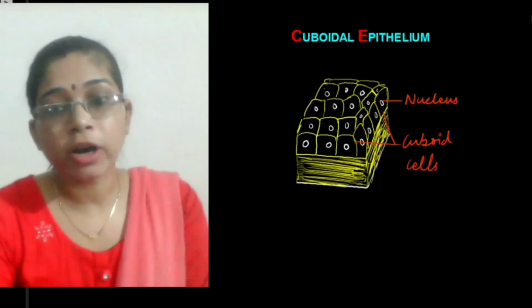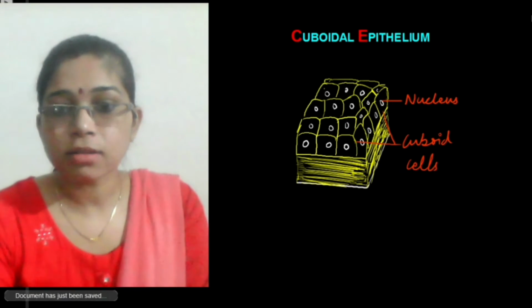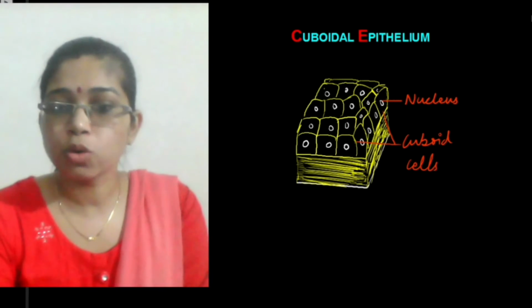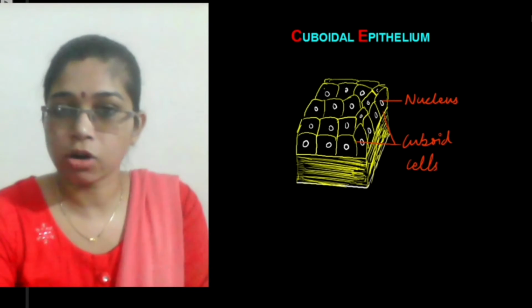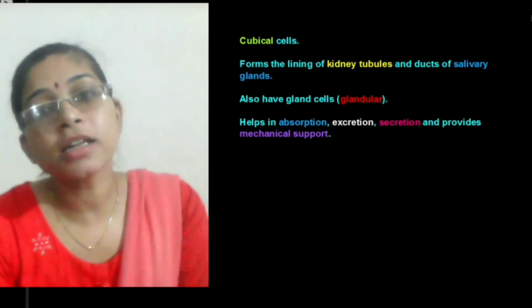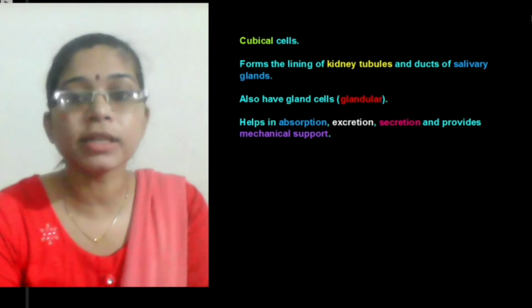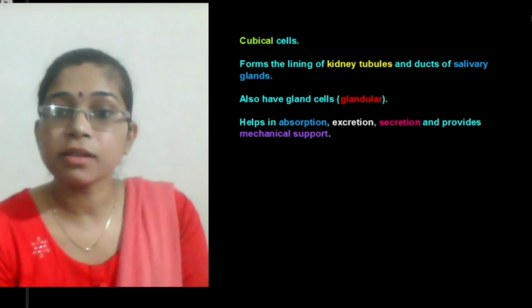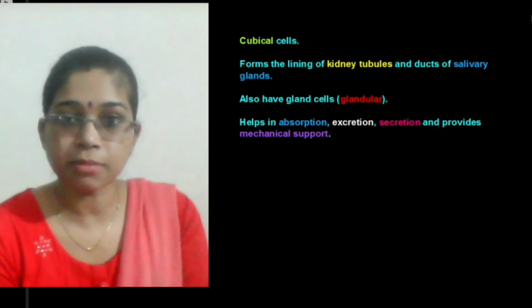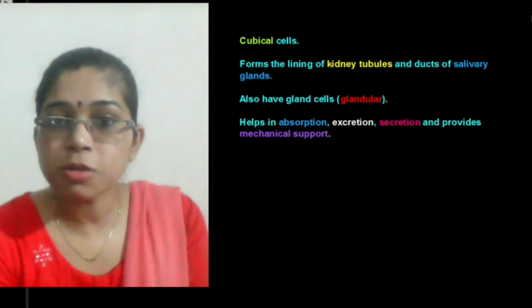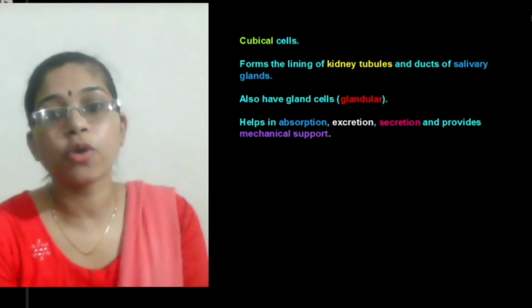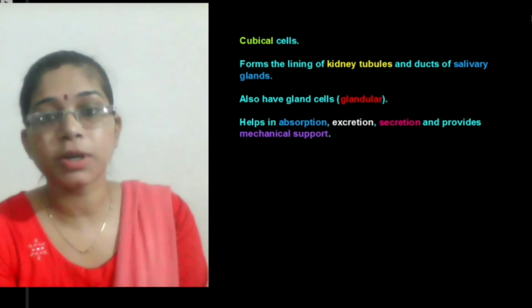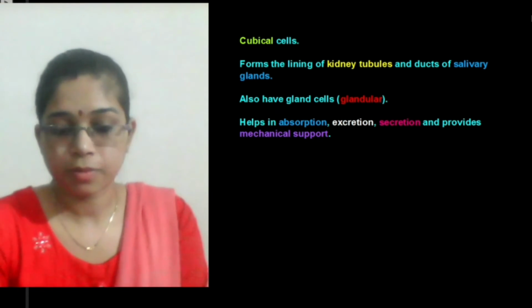Then the next one is cuboidal epithelium. As the name indicates, the cells are of cuboid shape. Now it also has a nucleus and the basement membrane is also present. They form the linings of the kidney tubule and also the salivary glands. Now, these cells also may have glands. That is why they are sometimes known as glandular epithelium. And that type of tissue is responsible for excretion and also for the production of various substances. As you know, glands are responsible for production of hormones.